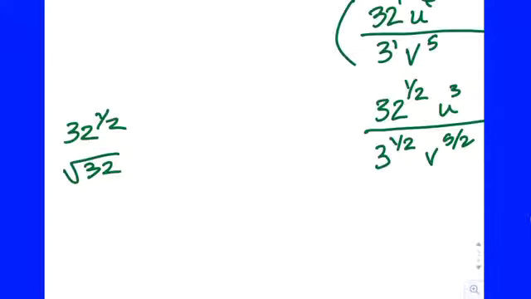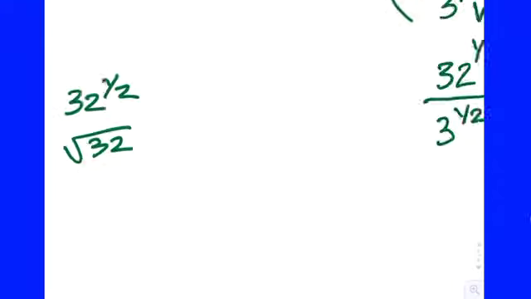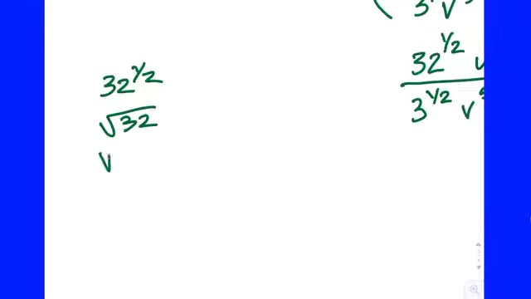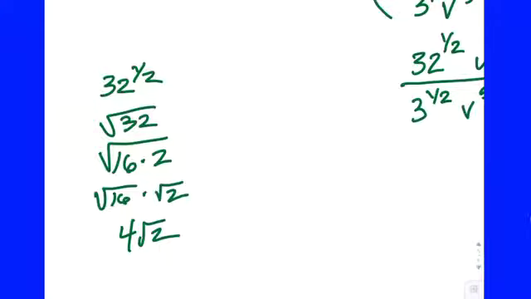Yeah. Now, is 32 a perfect square? No. But remember, we can simplify radicals if 32 has a factor that is a perfect square. Does it? It's 16 times 2, right? And 16 is a perfect square. So if you want to show more steps, that's the same as the square root of 16 times the square root of 2, which is 4 square root of 2.